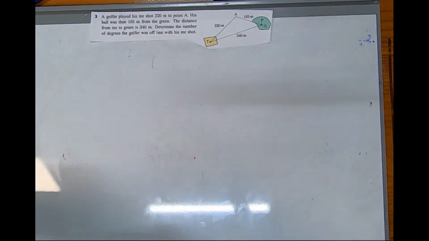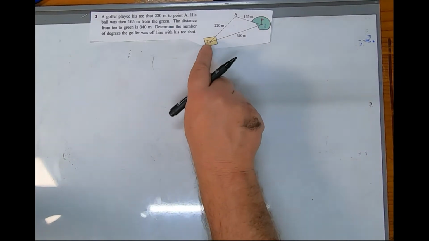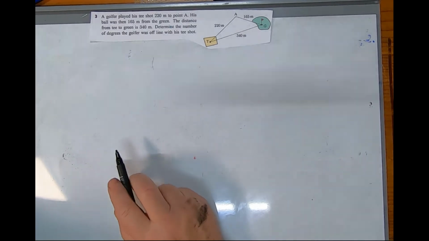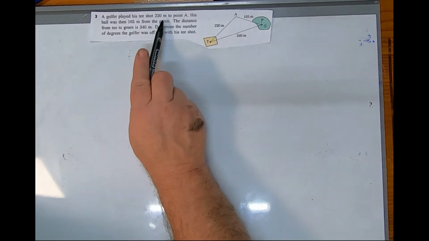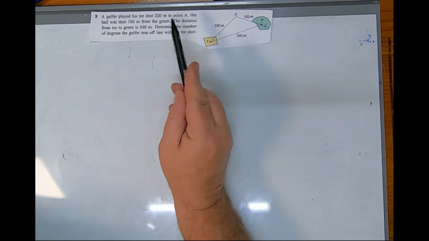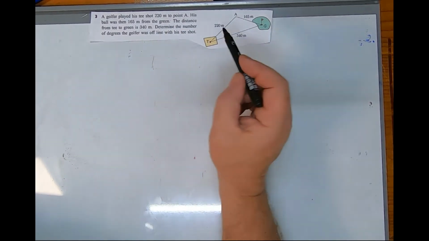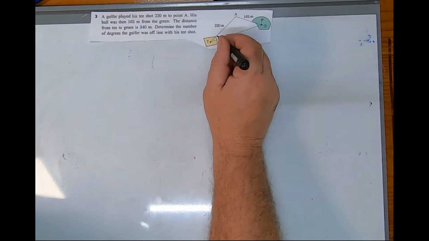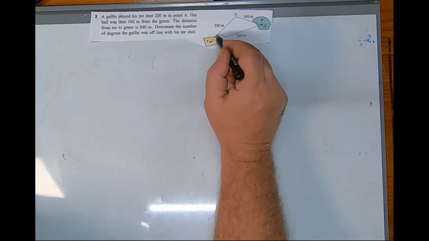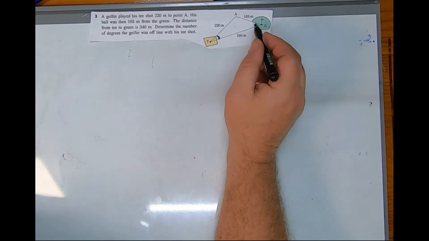A golfer plays his tee shot. So where does he start? I guess with the capital T. Yep. And he tried to hit it here. However, he went quite a long hit and went to point A. So the actual distance is 340. He got offline with his tee shot. So his tee shot was there. Not this shot, but with his tee shot. So offline, I guess, means the angle away from directly to the flag.